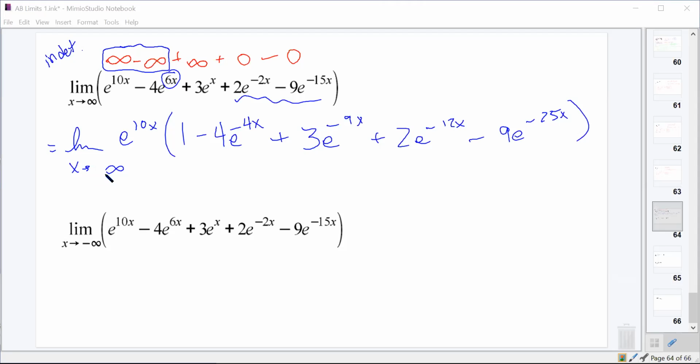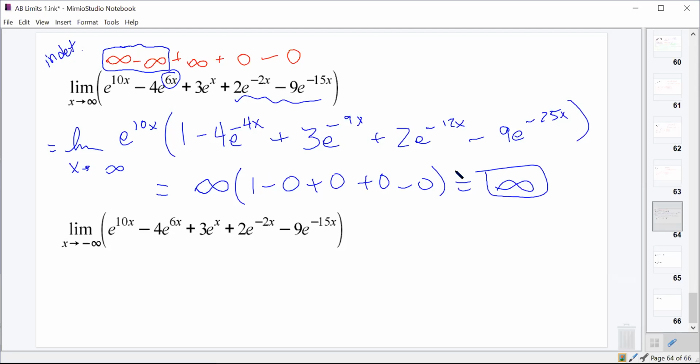So now what happens? If I plug in infinity to e to the 10x, what do I get? E to the 10 times infinity ought to just be infinity. Yes. And 1 is 1, right? And what about all of these? Anything with an e to the negative x, if x is going to infinity, ought to be 0. So we end up with infinity times 1, or infinity. Any questions on that or no?